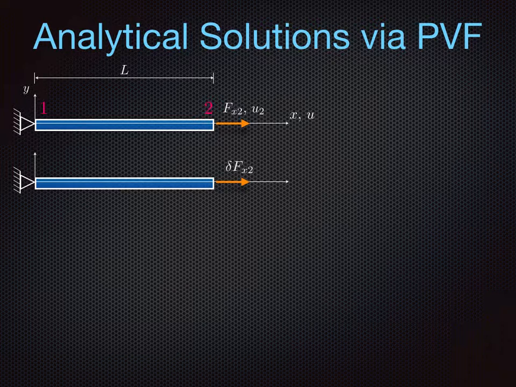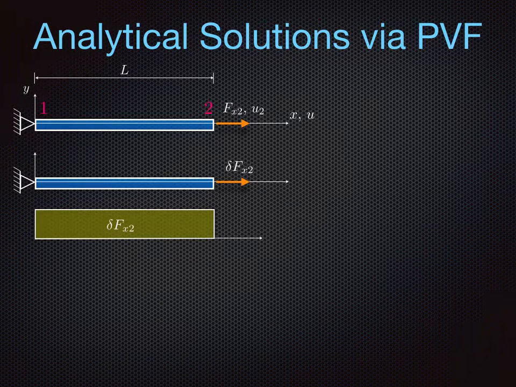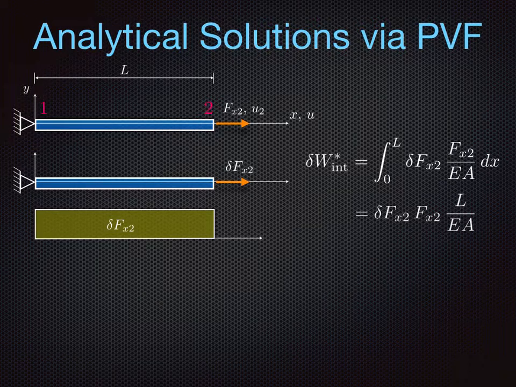At node 2, we will apply a virtual force of arbitrary magnitude del F sub x2, and then the corresponding internal diagram will be just as constant, with which we can compute the internal complementary virtual work as follows. The integrals are quite simple here because both del Fx2 and Fx2 are constant over x. So then the integral of dx over the length will just give us the length, and the internal complementary virtual work therefore will be this simple expression.